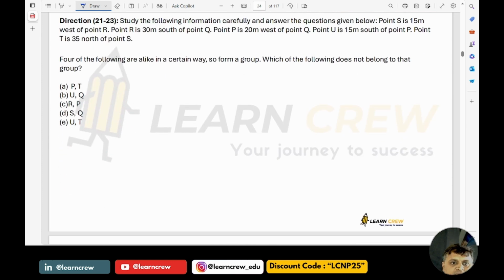Four of the following are alike in a certain way. Which is the one that does not belong to the group? PT, UQ, RP, SQ and UT. How are they related?